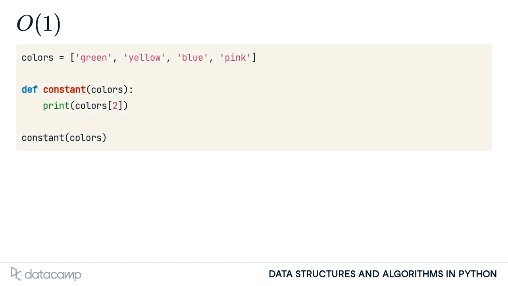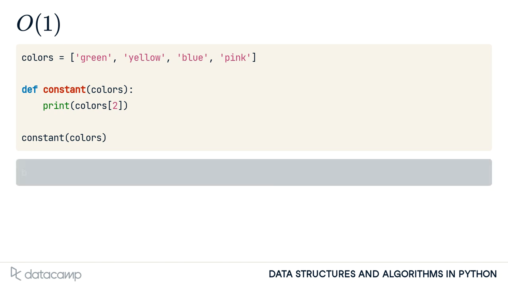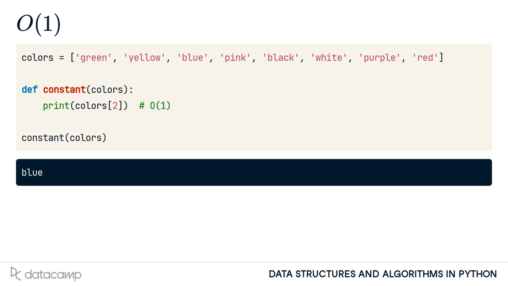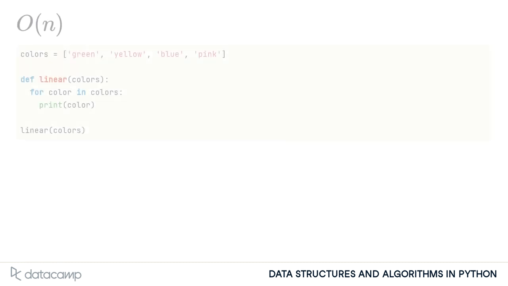Here's an O of 1 algorithm. Our input, colors, has 4 elements. The constant function performs just one operation, printing the third value of the list, even if we increase the input by adding more colors. This other example shows an O of n algorithm.